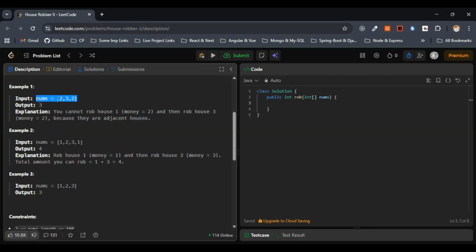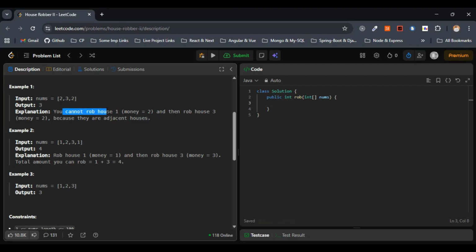So this is the money at the first house 2, money at the second house 3, money at the third house 2. We have to return the maximum amount we can rob without alerting the police. Just keep this in mind. For example, nums equals 2, 3, 2 here, so the output is 3.